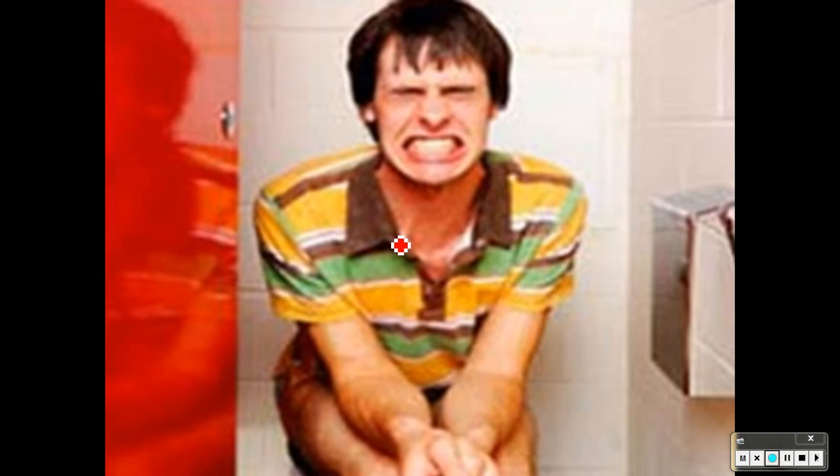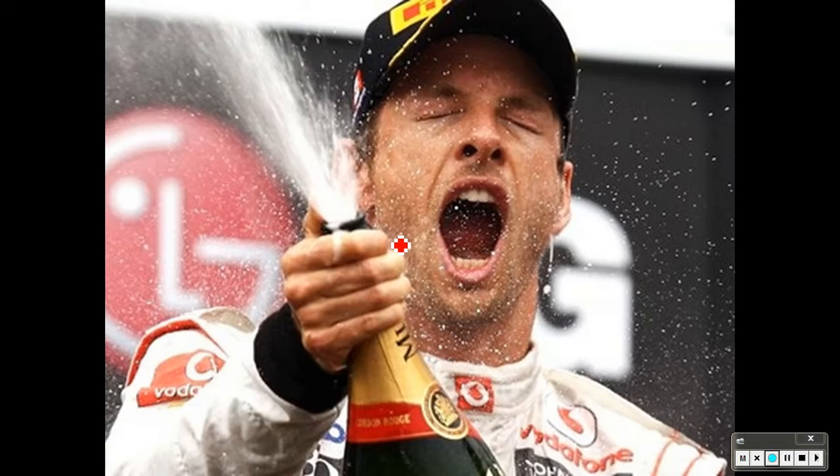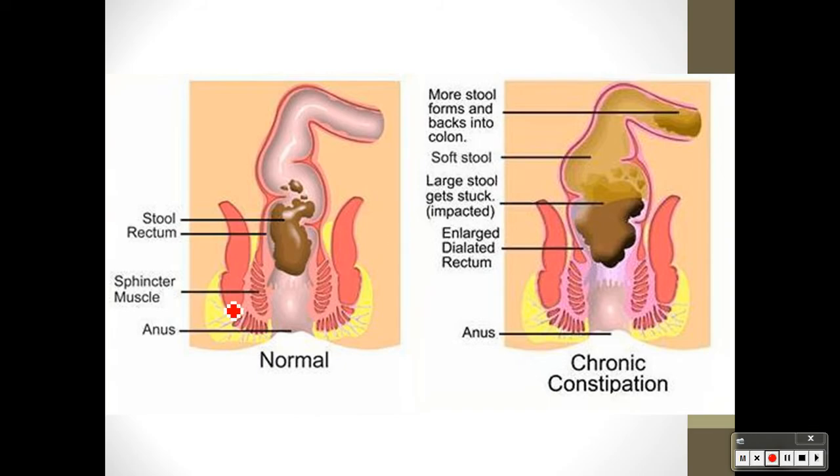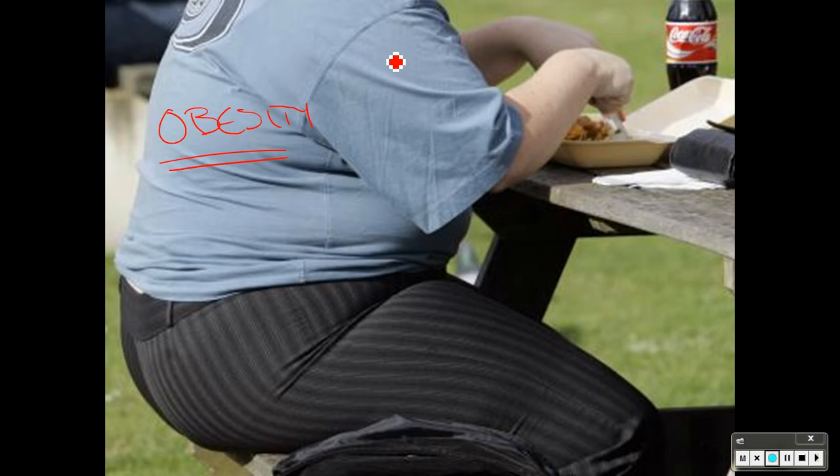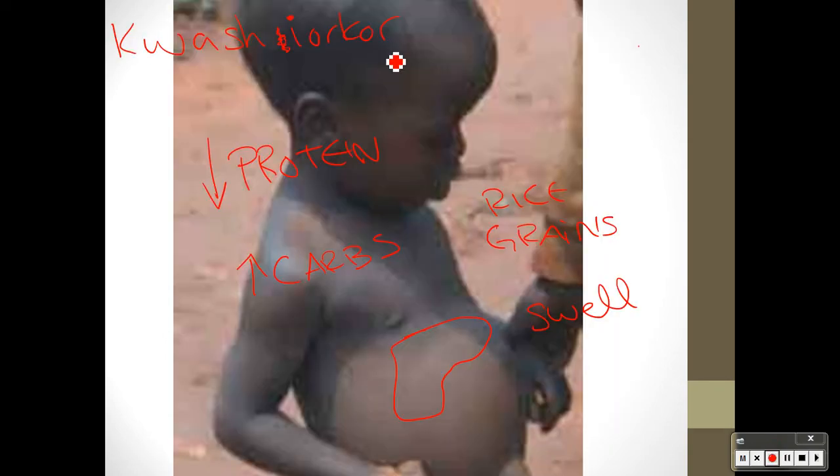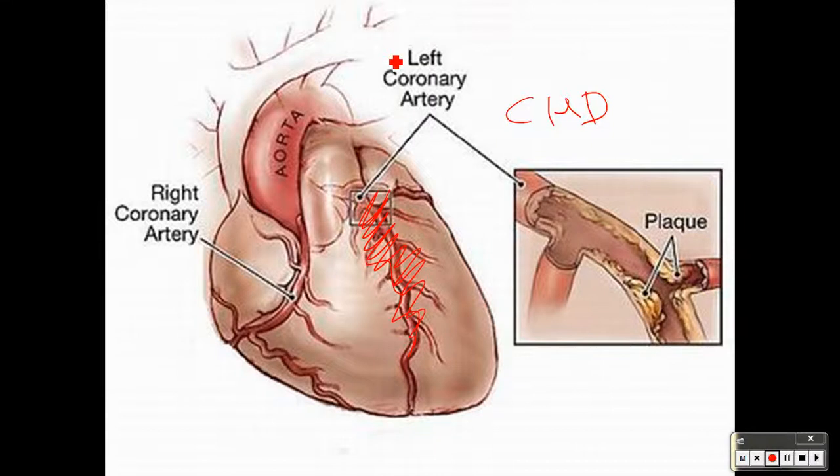Not enough water is another one, and you end up with constipation. They like to add. Okay, that was a joke. They like to add too much sugar, which will give you tooth decay, right? And they also like to add too much salt, which causes high blood pressure. But let's stick to the basics. Marasmus, kwashiorkor, obesity, coronary heart disease, constipation, lack of water, too much fat, not enough exercise, too much food, period, blah blah blah.